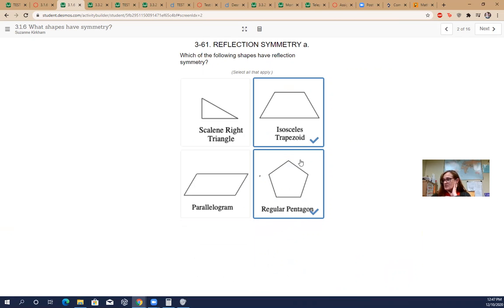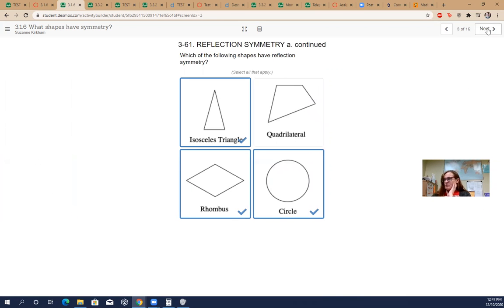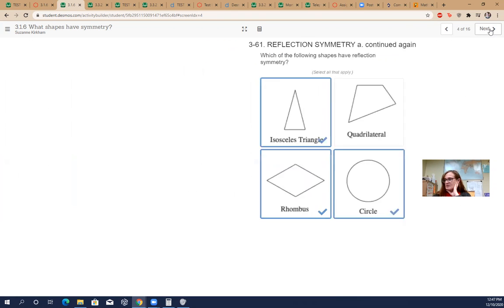And then the regular pentagon. So a regular pentagon means that all the sides are the same length. And yes, that one we could fold in half and it would match up. Okay, reflection symmetry. Reflection symmetry is the isosceles triangle. So these two sides, the tall, long sides are the same. A rhombus, you could fold a rhombus in half and it would be the same. And same with a circle, you could fold a circle in half and it would match up as well.